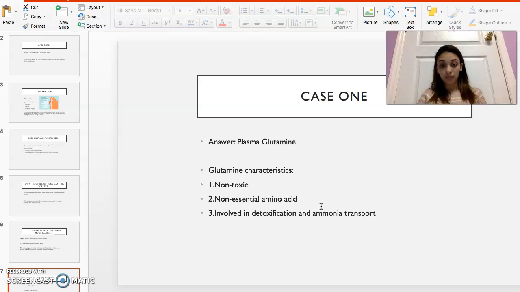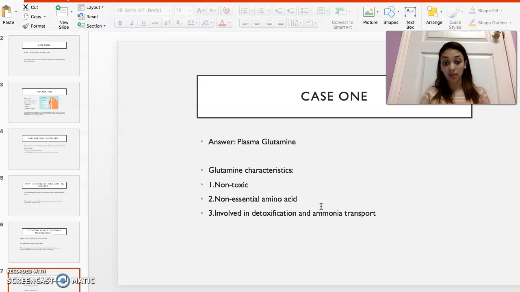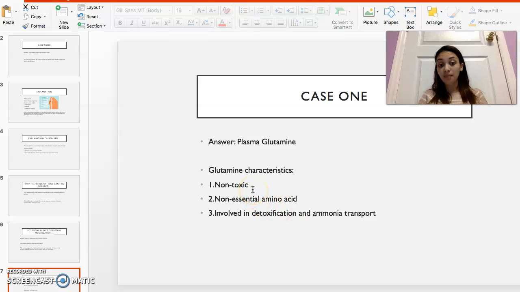So the best diagnostic to explain all this and distinguish the relationship and the differences between beta oxidation and the urea cycle would be the plasma glutamine. Characteristics of glutamine include that it's a non-toxic, non-essential amino acid, and it's involved in detoxification, breaking down, and ammonia transport as well. The reason I chose this diagnostic tool as the best is because it's able to differentiate between the urea cycle disorder and the beta oxidation defect.